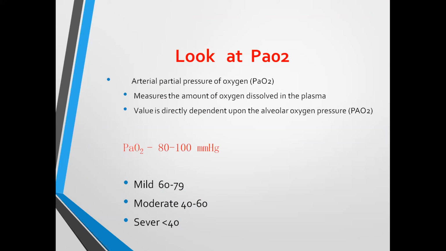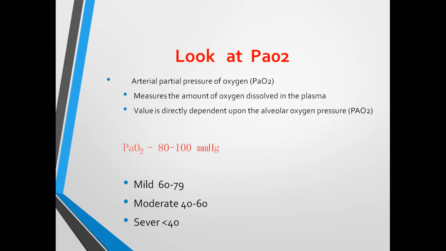If there is a reduction from this normal value, from 60 to 79, we label it as mild. If it is from 45 to 60, we label it as moderate. And if it is less than 40, we call it severe.